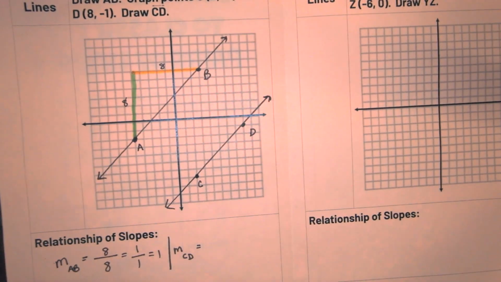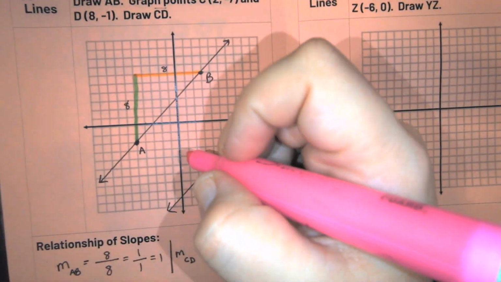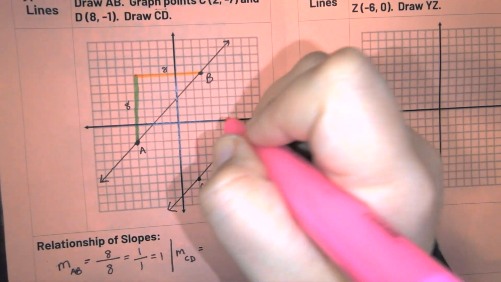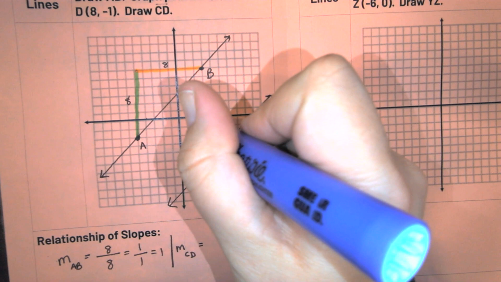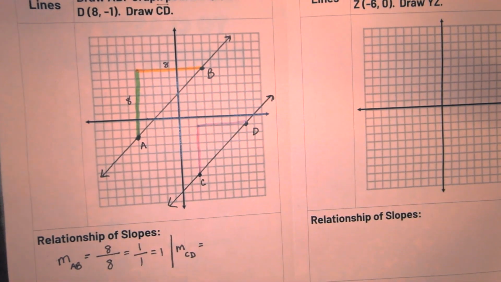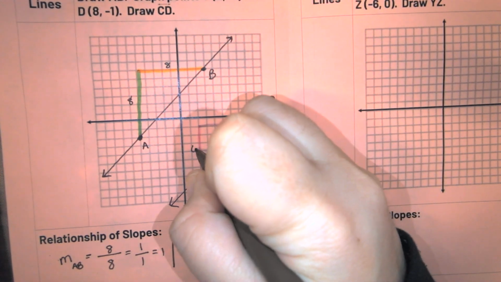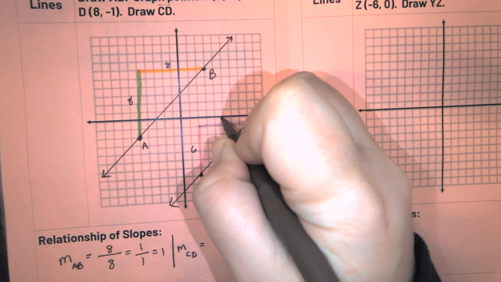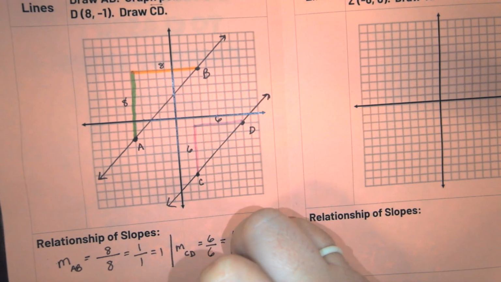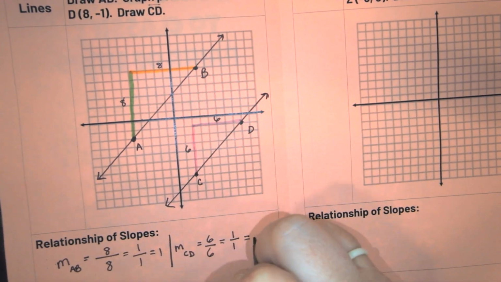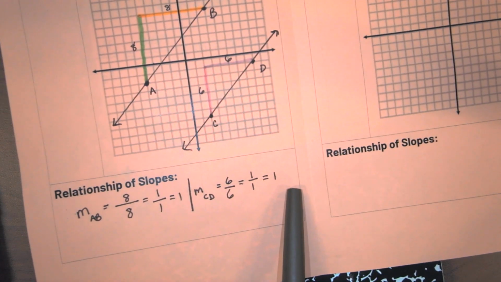If I count my rise and run from here, my rise up until I'm level with the D, and then over to the point D, I'm going to count how many I rise and how many I run. I rise 1, 2, 3, 4, 5, 6, and I run 1, 2, 3, 4, 5, 6. Again, my rise and run are the same, so 6 over 6, which reduces again to 1 over 1, which is just 1. If we notice, I got the same answer when I reduced it for both slopes.